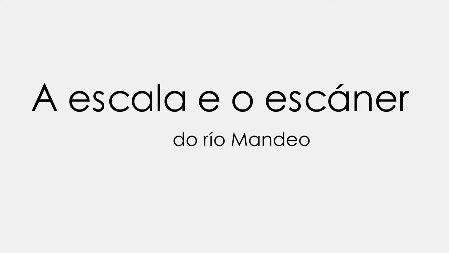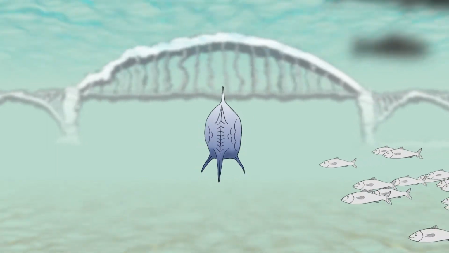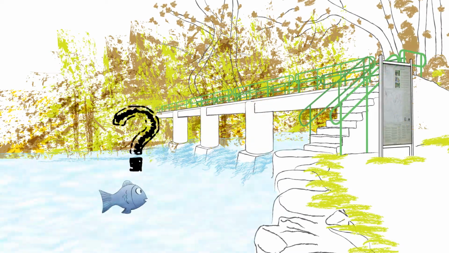In this video, we will explain how we can know how many fish are in the River Mandale. The fish comes up from the sea to the river, travelling upstream to the place of chilo. Here, there is an artificial dam, which is a barrier the fish have to overcome.